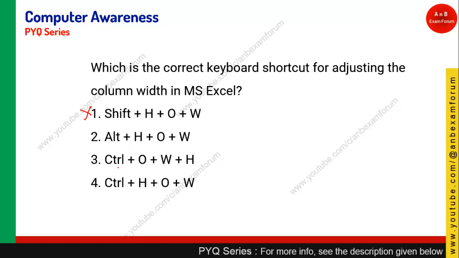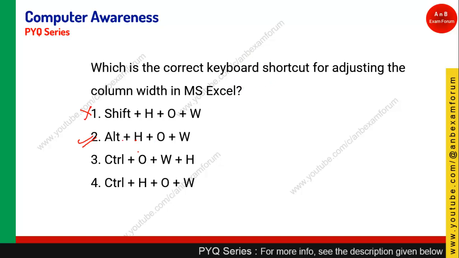Coming to this, the answer is obviously Alt. We are alternating some key. H is for height, where you are going to adjust the width. So Alt plus H plus O. If you have Excel, you can just go through that. If you press Alt, it will go into the menu bar where height and width are mentioned. It will open a pop-up menu where you can adjust the column width.